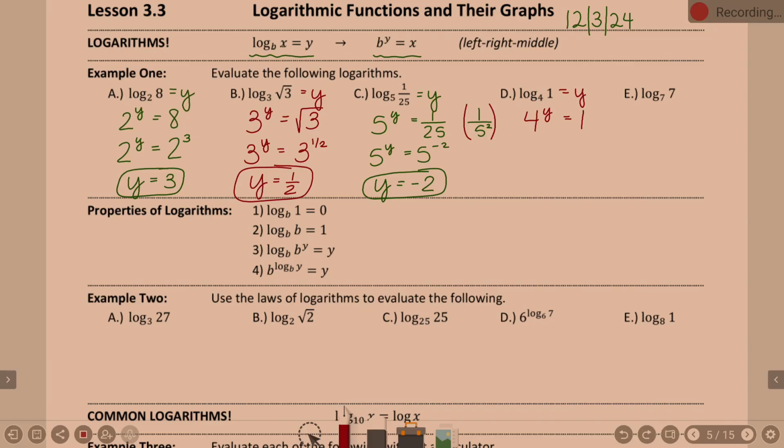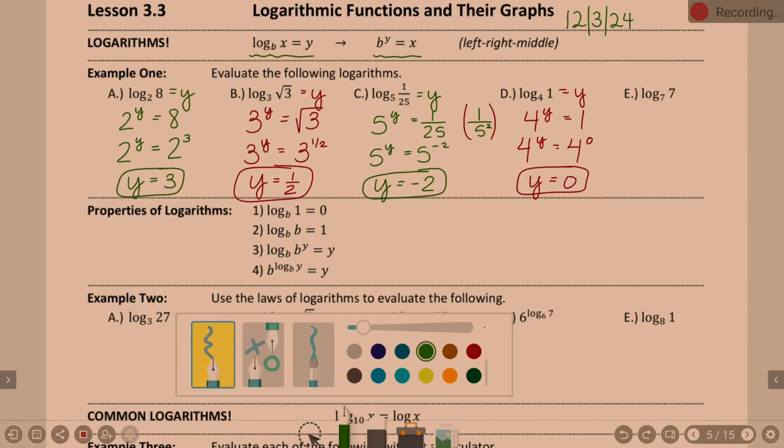What's the rule here we need to know? 4 to what power is 1? Oh, 0, yeah. Anything raised to the 0 is 1. So I could rewrite this as 4 to the y is equal to 4 to the 0. But basically, yeah, it was a power of 0.